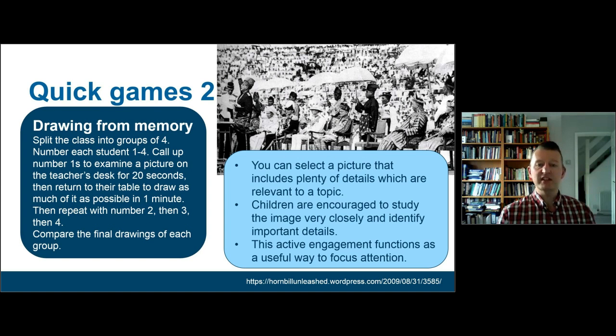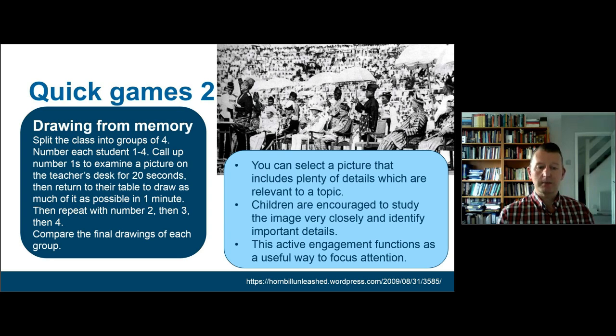So the second activity is drawing from memory. In this example we might split the class into groups of 4, and number each student in each group from 1 to 4. You call up the number ones to look at a picture that's on your desk, and then give them 20 seconds to study it. They're not allowed to write anything down, they're not allowed to draw anything at that stage.